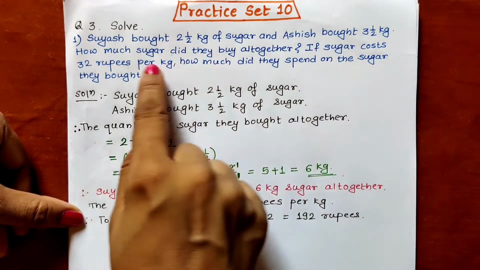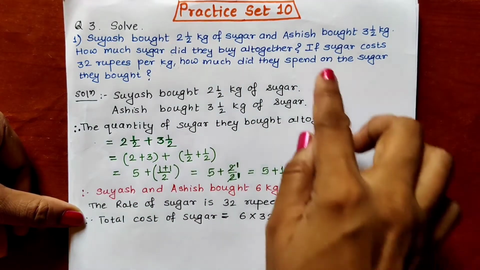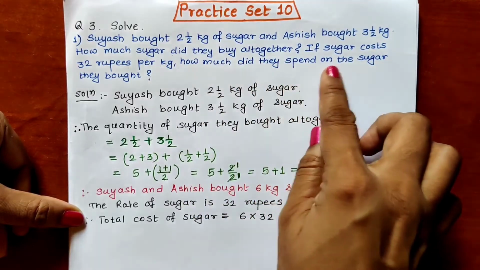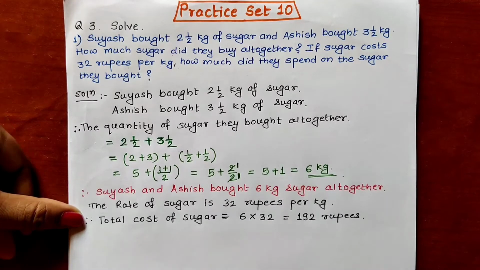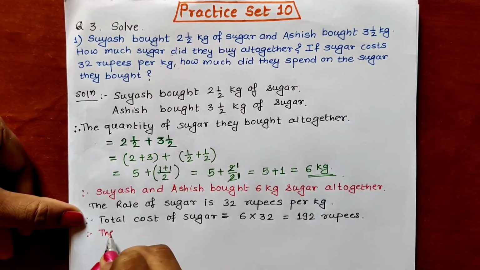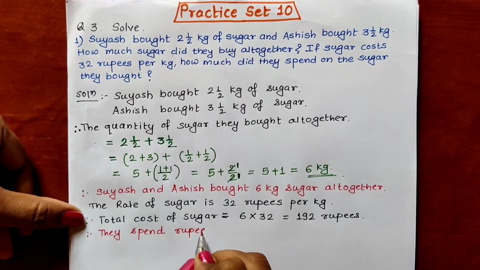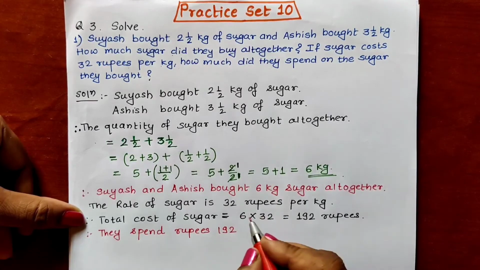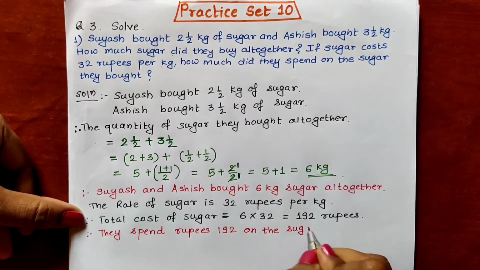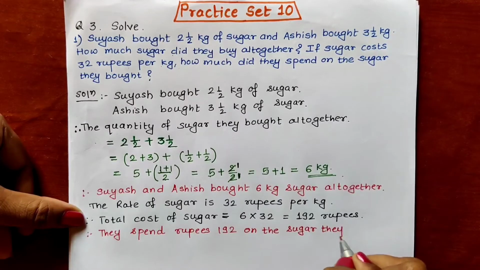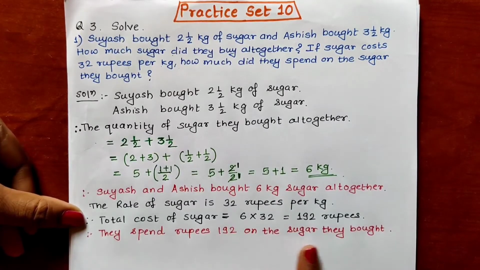For second question, there are two questions. First question is how much sugar did they buy altogether? We have got the answer. We have written here. Now second question is how much did they spend on the sugar they bought? So they spent 192 rupees. That we will be writing here. They spent rupees 192 on the sugar they bought.